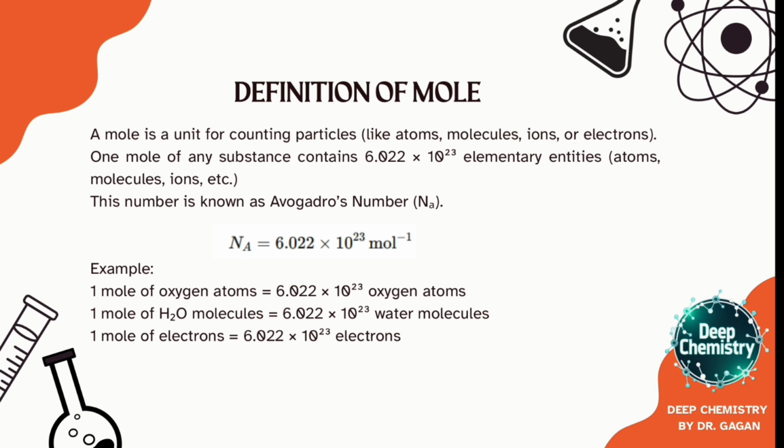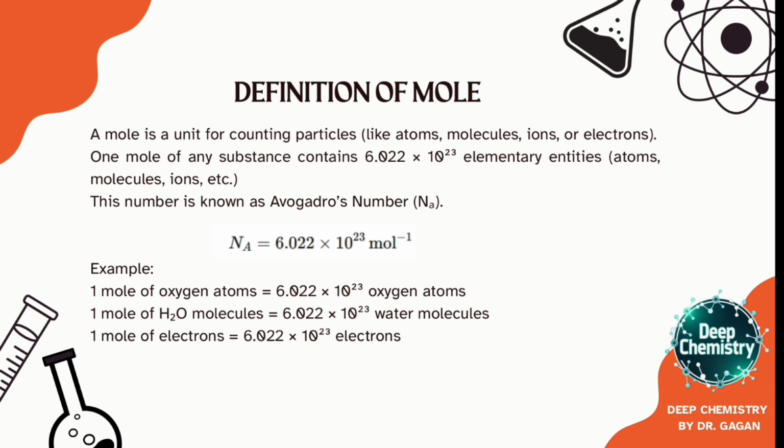So, what exactly is a mole? Well, a mole is just a counting unit, just like we say 1 dozen means 12 things. Similarly, 1 mole means 6.022 × 10^23 particles. This number is called Avogadro's number. It can represent atoms, molecules, ions, or even electrons, depending on what we are talking about.